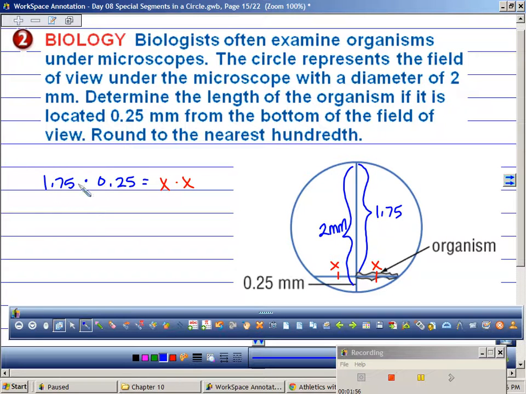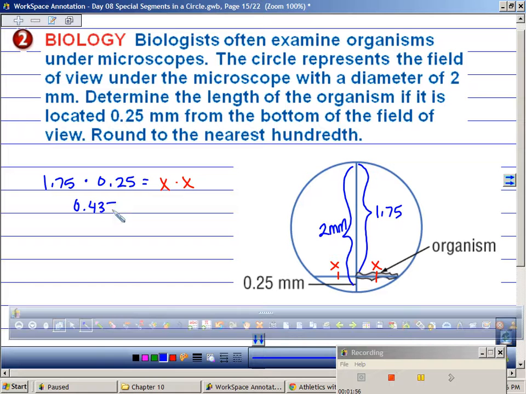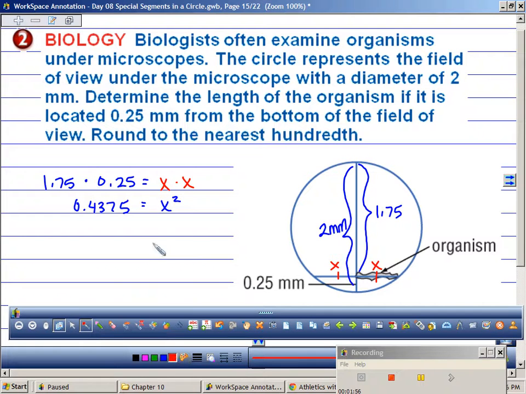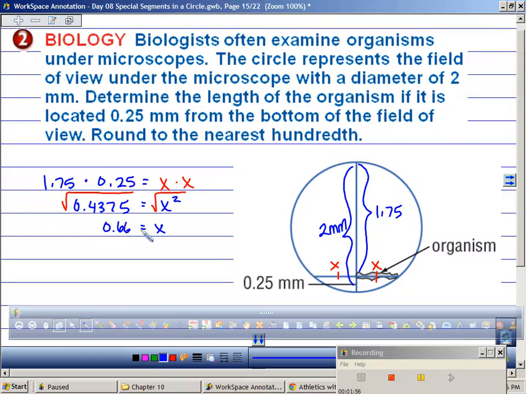So I now have 1.75 times 0.25, which is actually 0.4375 equals X squared. And now what do, Devin? Take the square root of both sides. If I were to put that into a calculator, I would get X equals about 0.6614. So the organism is about 66 hundredths of a millimeter.